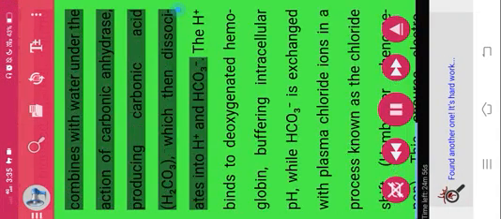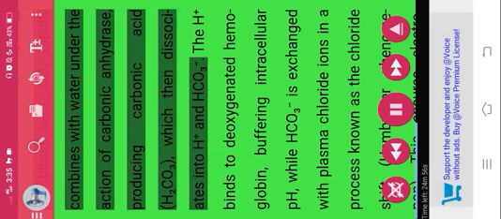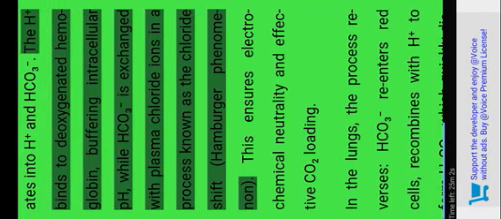HCO₃⁻ re-enters red cells, recombines with H⁺ to form H₂CO₃. In red blood cells, CO₂ rapidly combines with water under the action of carbonic anhydrase, producing carbonic acid H₂CO₃, which then dissociates into H⁺ and HCO₃⁻. The H⁺ binds to deoxygenated hemoglobin, buffering intracellular pH, while HCO₃⁻ is exchanged with plasma chloride ions in a process known as the chloride shift, the Hamburger phenomenon. This ensures electrochemical neutrality and effective CO₂ loading.